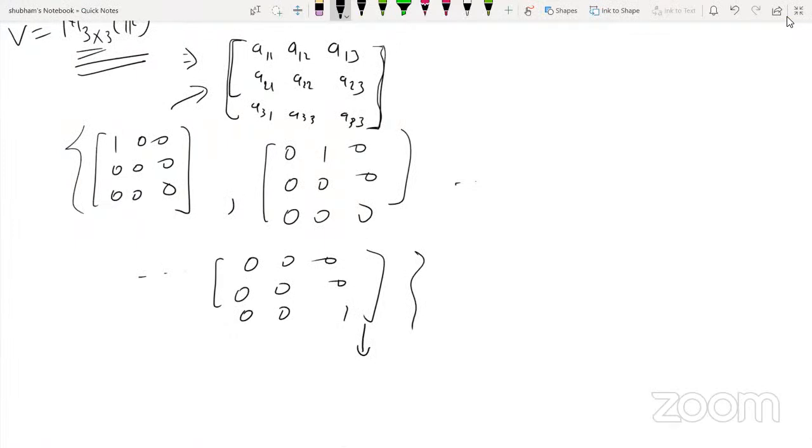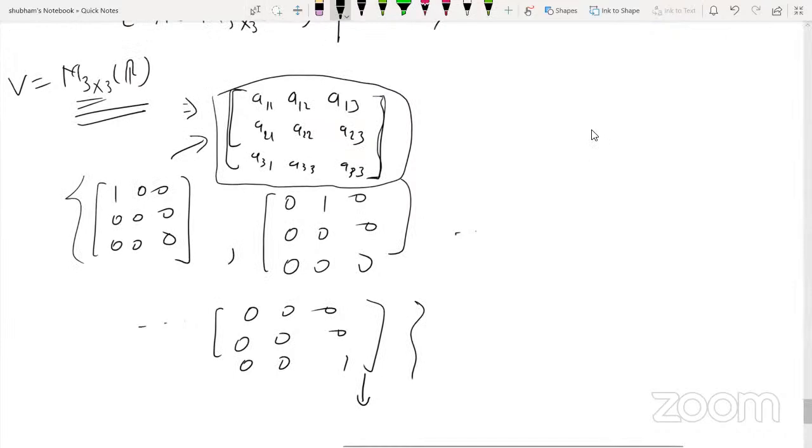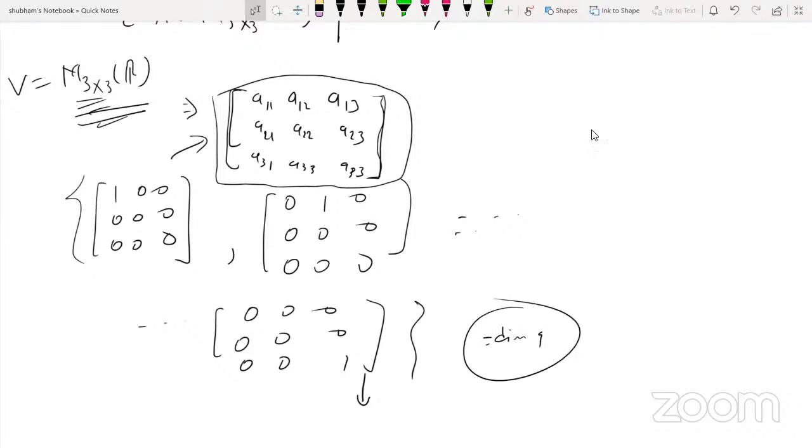This is a general matrix, a kind of general vector of M3 cross 3. For that we needed 9 vectors. If you check that these vectors are linearly independent, then this is a basis, and the dimension is the number of those vectors, which gives 9.